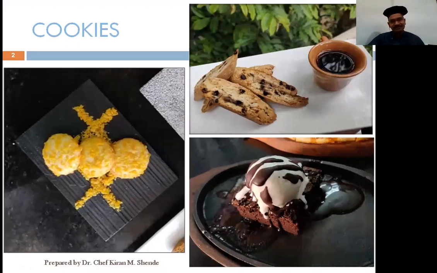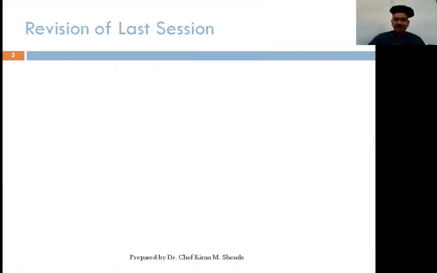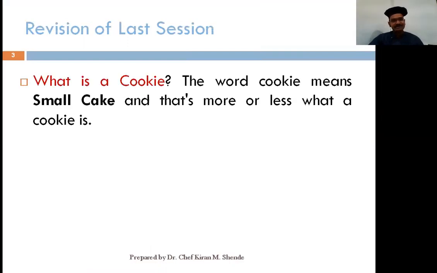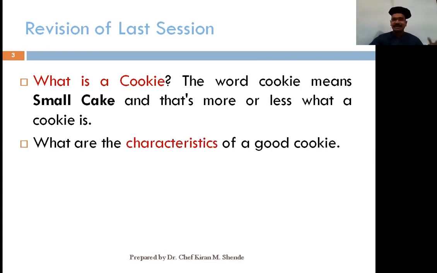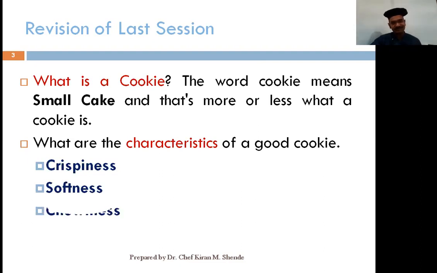In the previous session, we have understood what the basics of cookies were. So let us revise the previous session. What did we understand? A cookie is basically a small cake. The characteristics of cookies we have understood. Few characteristics are mentioned in front of you. Crispiness, every cookie has to be crisp. Softness is one characteristic. A cookie has to be soft. The cookie has to be chewy. And lastly, we have understood the cookie has to have a good spread.